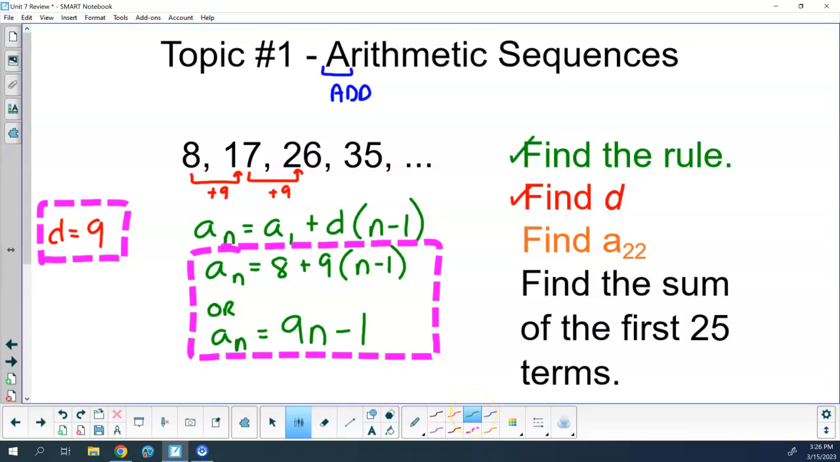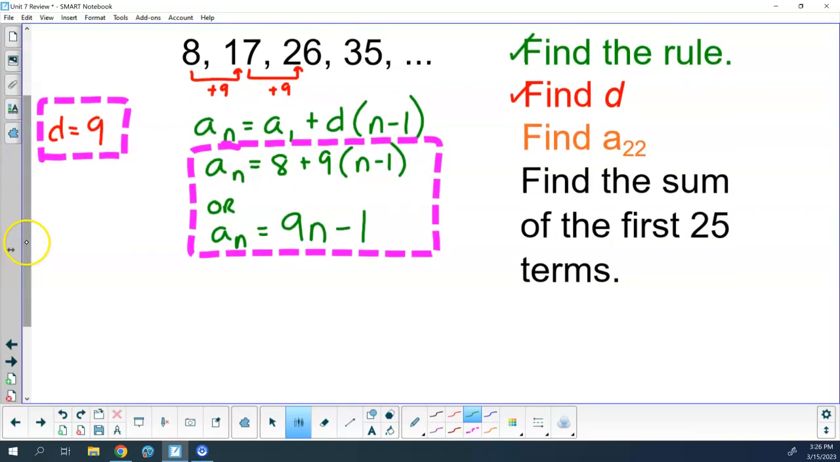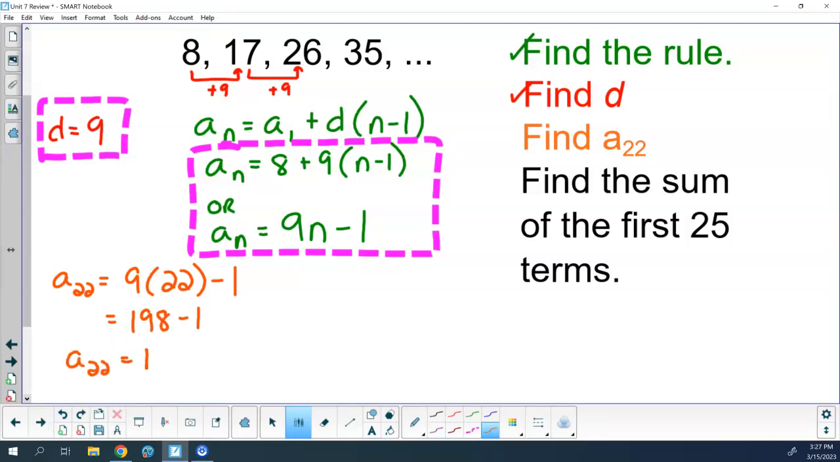Then it said, now that we have the rule, now let's find the 22nd term. So if I'm using my rule, then I would have 9 times 22 minus 1. 9 times 22 is 198, minus 1 tells me that the 22nd term then is 197.